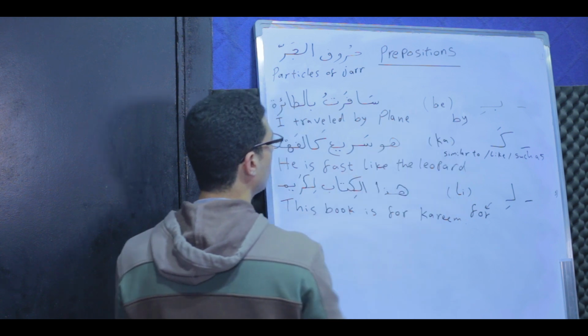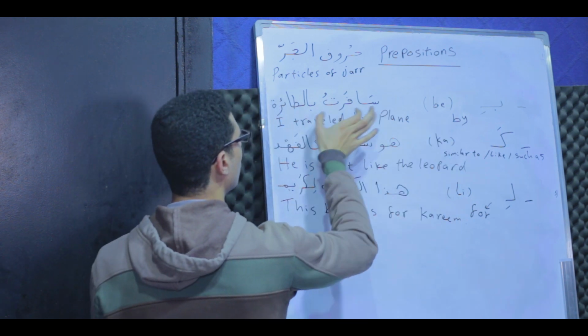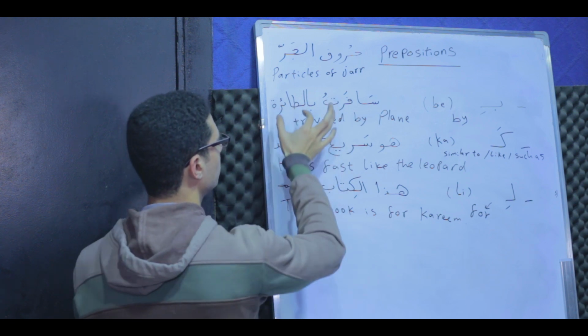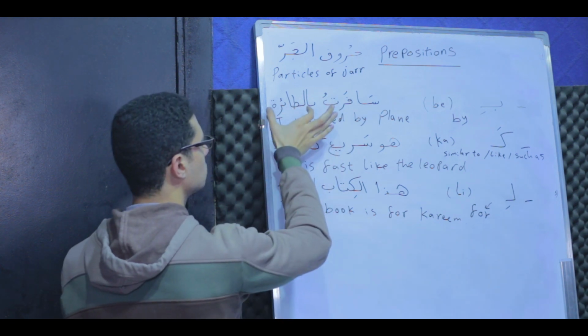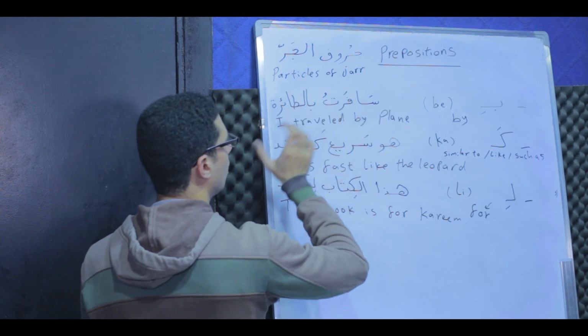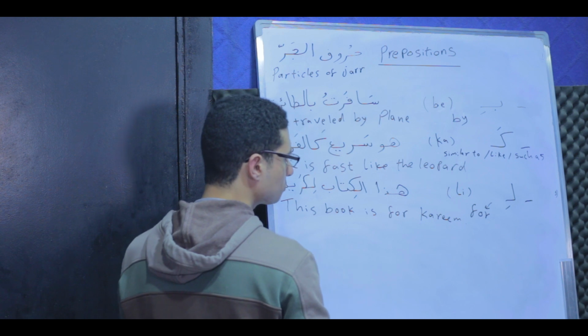It means by. Okay, so safartu bi at-ta'ira. At-ta'ira means the plane. Ta'ira means plane. At-ta'ira, the plane. Safartu bit-ta'ira, I traveled by plane.